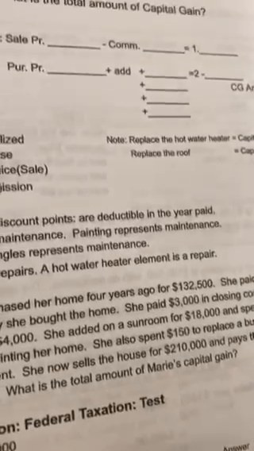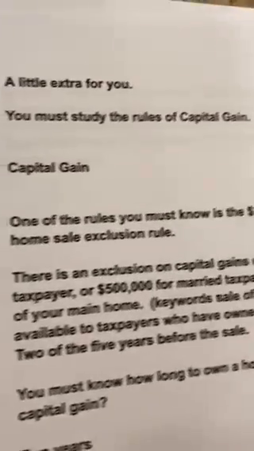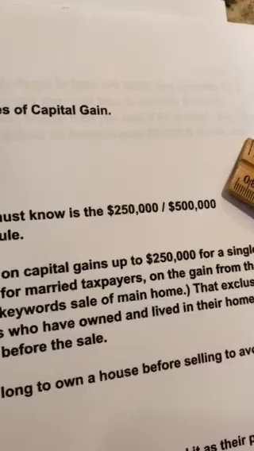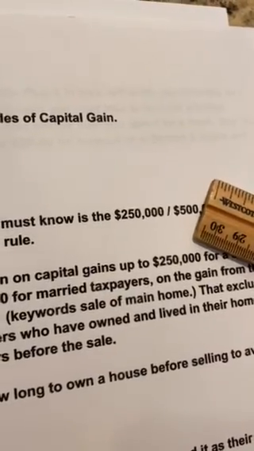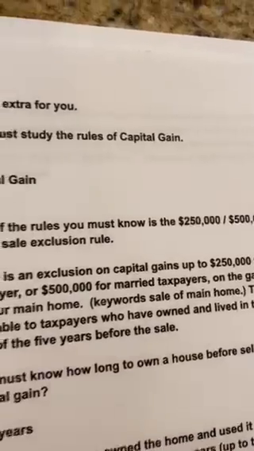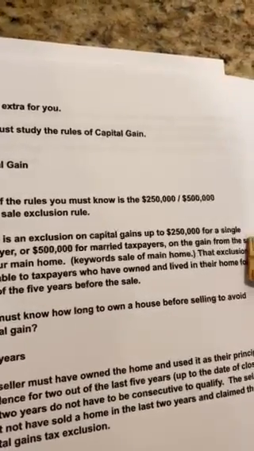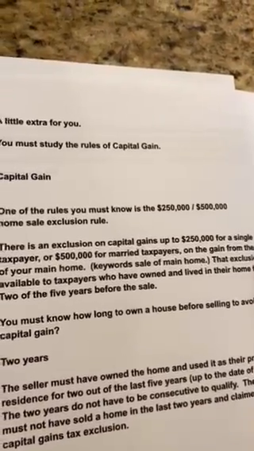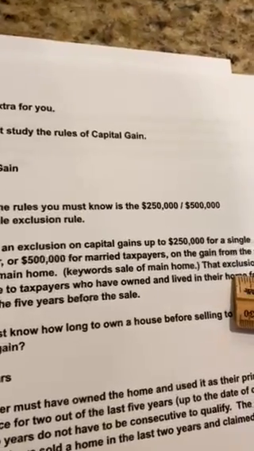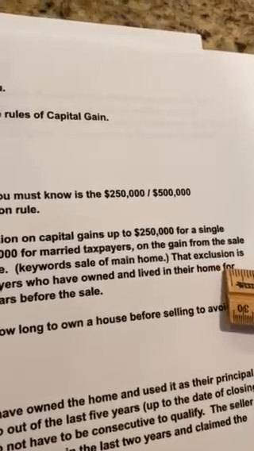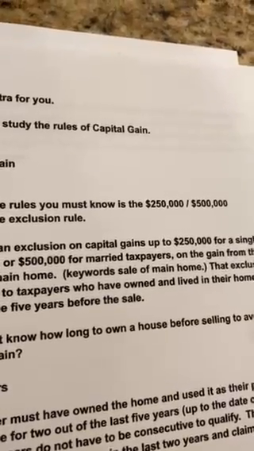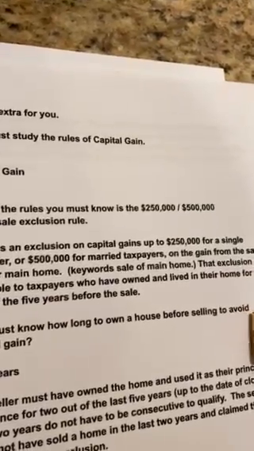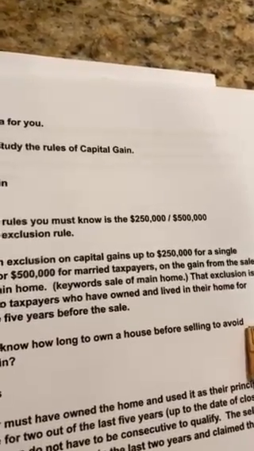Now I have a little extra for you. You must study the rules of capital gain. One of the rules you must know is the $250,000/$500,000 home sale exclusion rule. There is an exclusion on capital gains up to $250,000 for a single taxpayer or $500,000 for married taxpayers on the gain from the sale of your main home. The key words are sale of main home. That exclusion is available to taxpayers who have owned and lived in their home for 2 of the 5 years before the sale. You must know how long to own a home before selling to avoid capital gain.